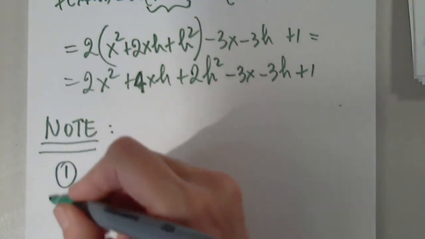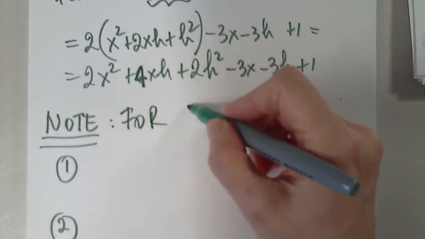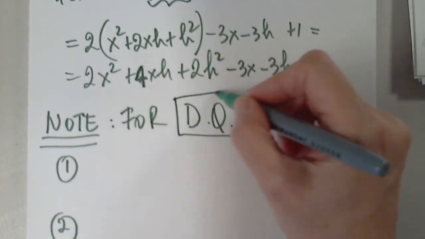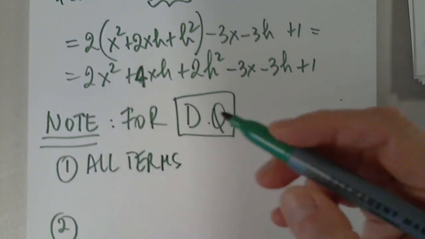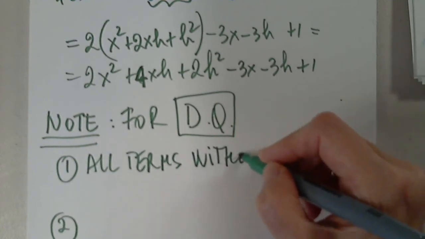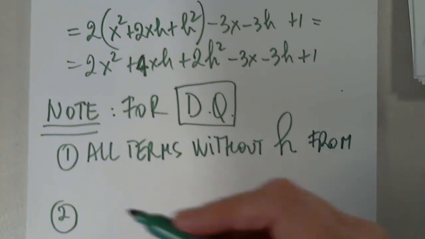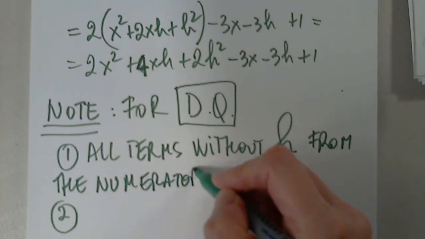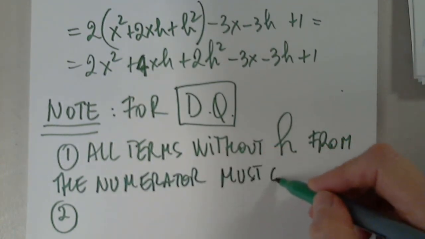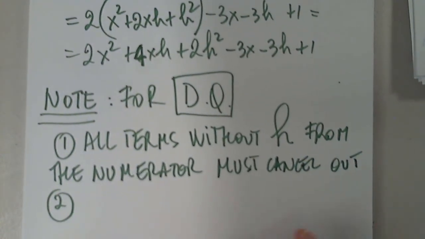Note, 2 things have to happen when we calculate the difference quotient. First, all terms without h from the numerator must cancel out. All of them. Otherwise I have an error.